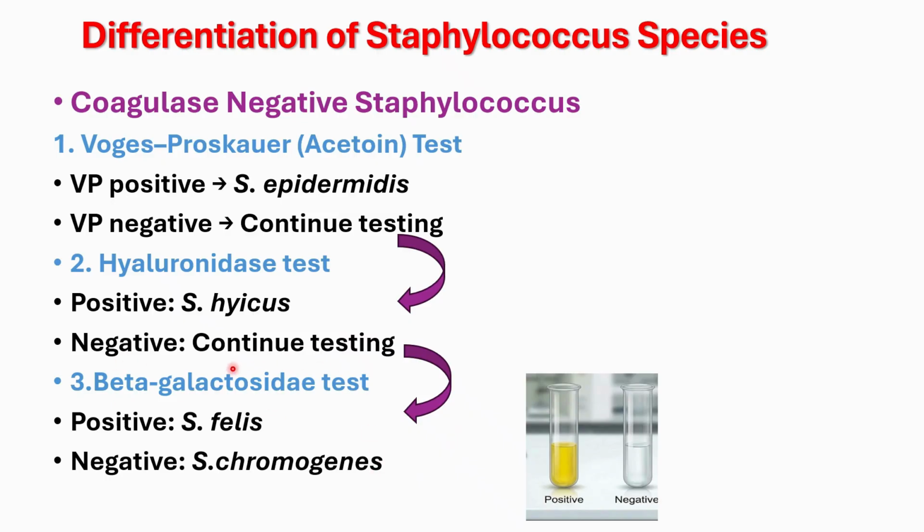The third test we will conduct in coagulase negative Staphylococcus will be the beta-galactosidase test, which determines whether the organism produces the enzyme beta-galactosidase, involved in lactose metabolism. If the beta-galactosidase test is positive, indicated by a yellow color, the organism will be Staphylococcus felis, and the negative will be Staphylococcus chromogenes. By following this step-by-step biochemical testing method, microbiologists can accurately differentiate important coagulase negative Staphylococcus species, which is particularly useful in veterinary diagnostic laboratories.